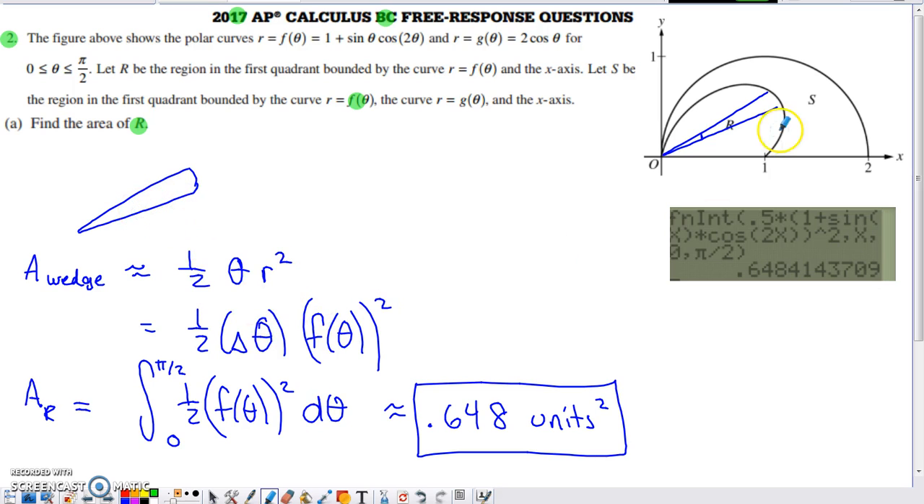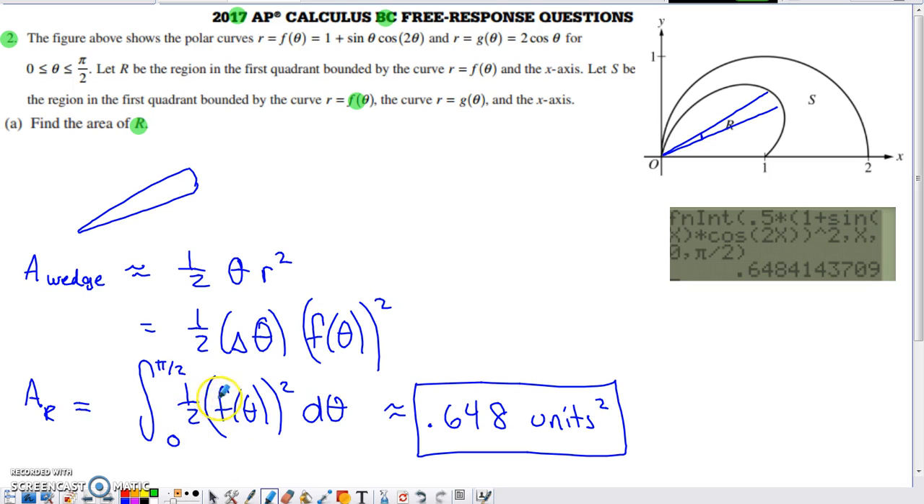And then the radius is always along the curve r equals f of theta. So I've replaced the radius with f of theta, and of course that's being squared straight out of the formula for the area of a sector of a circle. This expression right here will give you the area of one of these wedges. Well, we don't just want the area of one of these wedges, we want to add up the areas of a bunch of these wedges, and a definite integral by definition does just that.